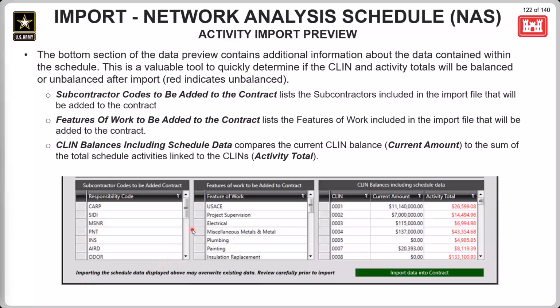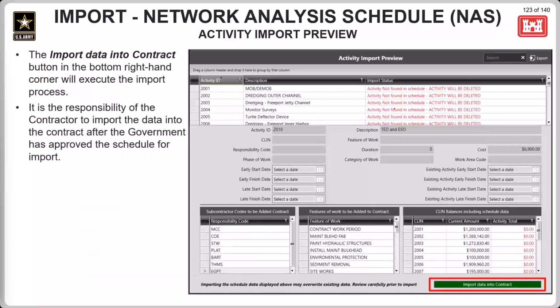Be sure to use these scroll bars here to make sure that everything in these boxes is being properly reviewed. And once the scheduler or the importer, or whoever is reviewing this information, has verified that everything is ready to go, the import data into contract button in the bottom right will execute the import process for the schedule file. Please note that it's usually the responsibility of the contractor to import the data into the contract after the government has approved the schedule for import.